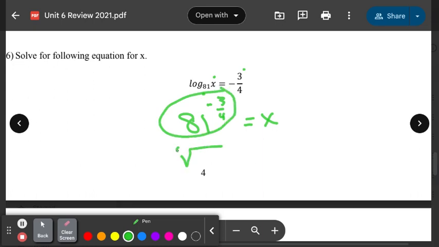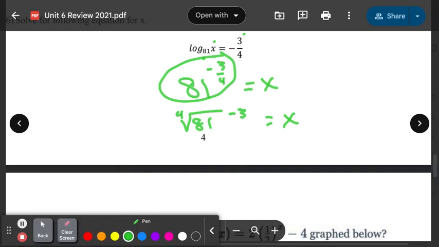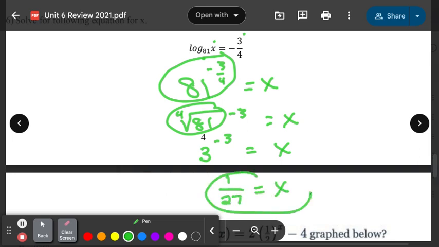So that is the 4th root of 81 to the negative 3. It's already looking good because I know the 4th root of 81 is 3. So 3 to the negative 3rd equals x. Well, I know 3 to the 3rd is 27. Since it's a negative exponent, it's 1 over 27. And that is your answer.